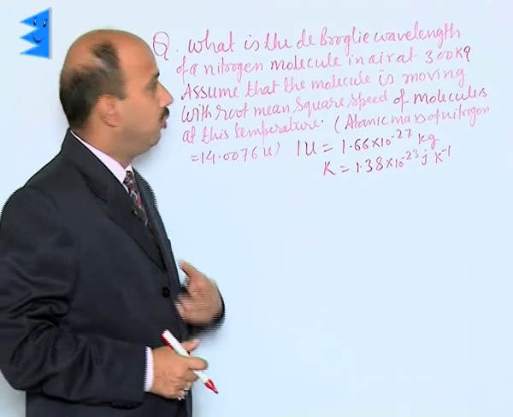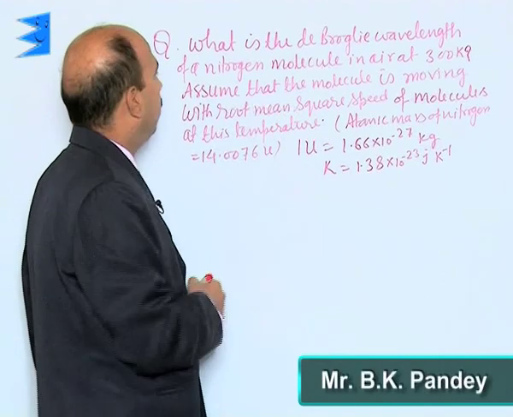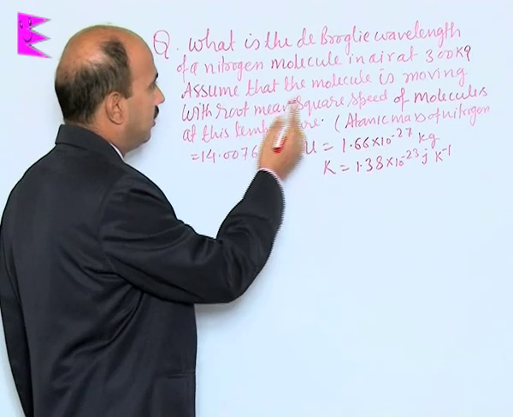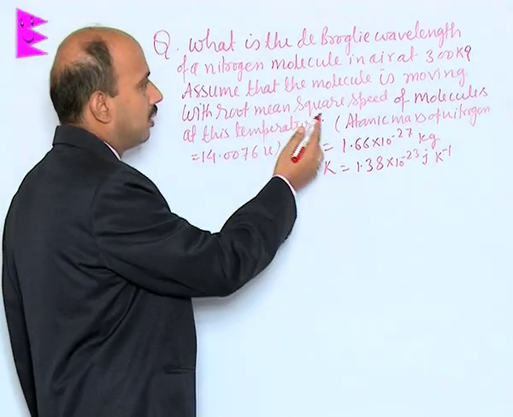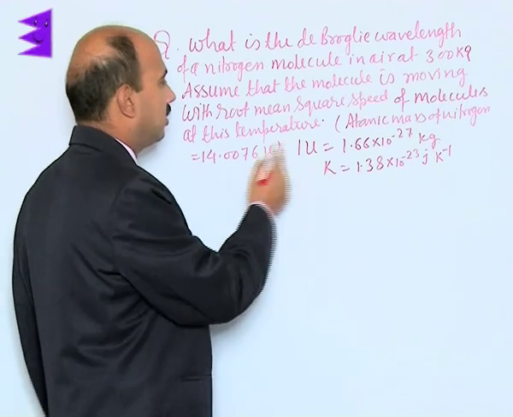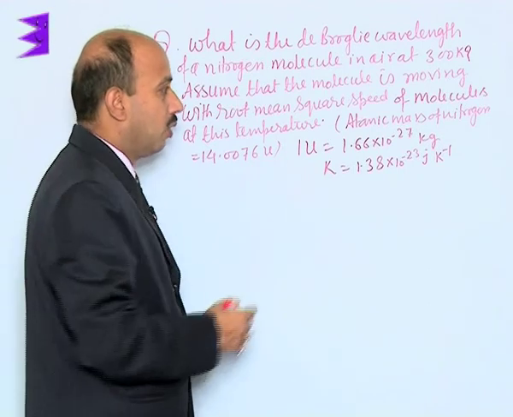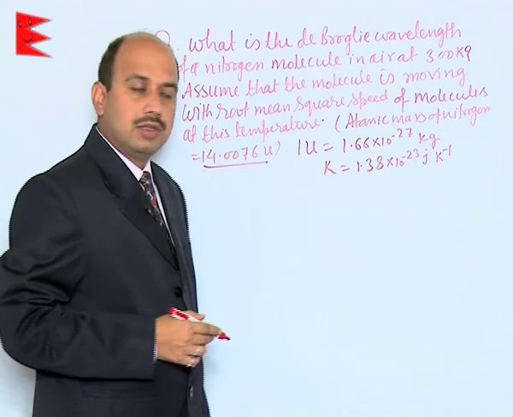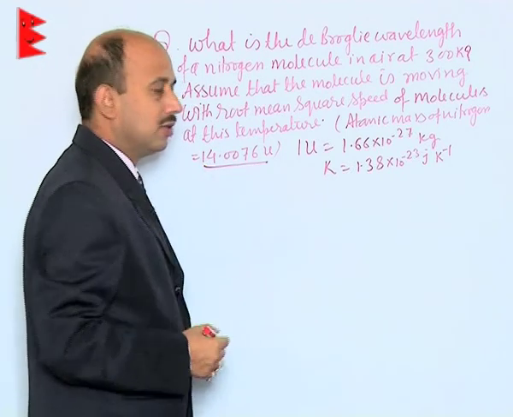Now say here in this numerical, what is the de Broglie wavelength of a nitrogen molecule in air at 300 Kelvin? Assume that the molecule is moving with the root mean square speed of molecules at this temperature. And now the atomic mass of nitrogen is 14.0076. This is the atomic mass of the nitrogen atom.